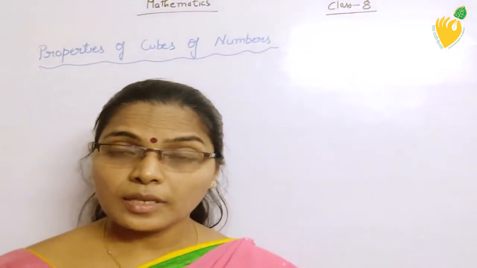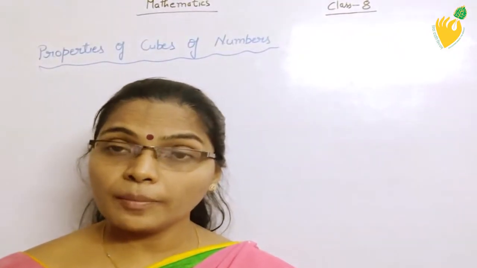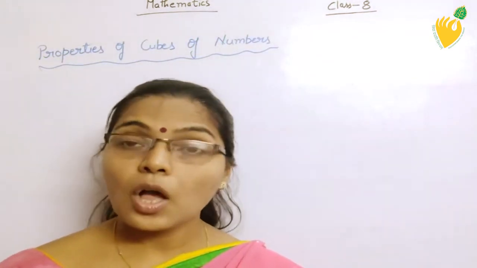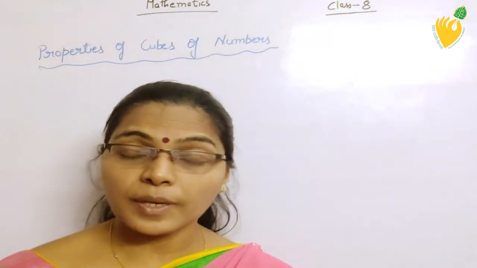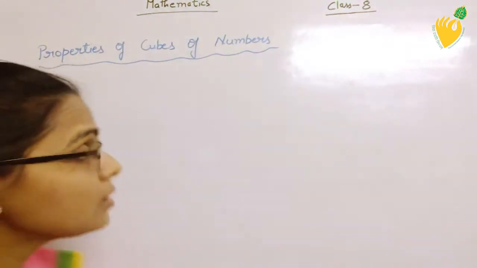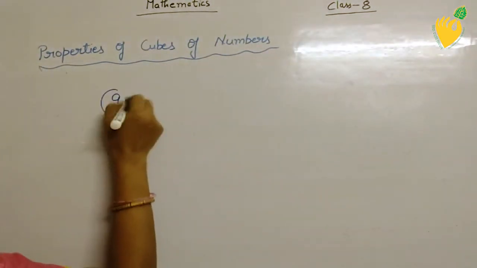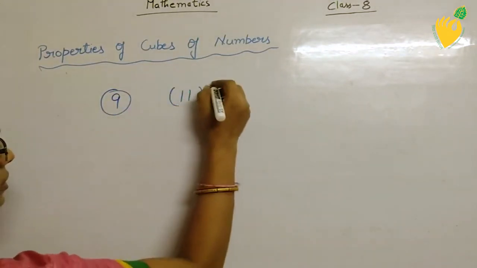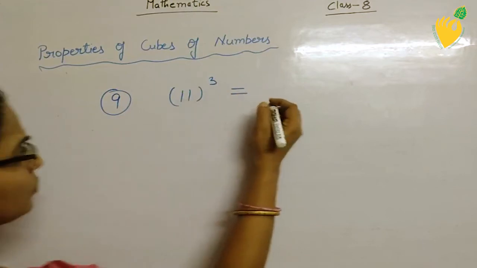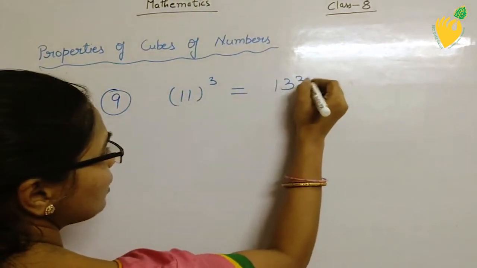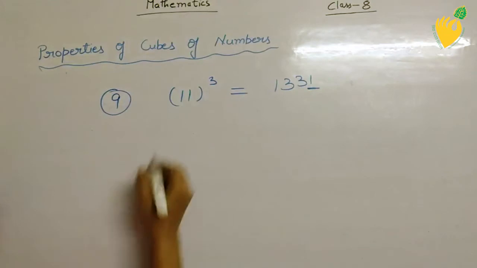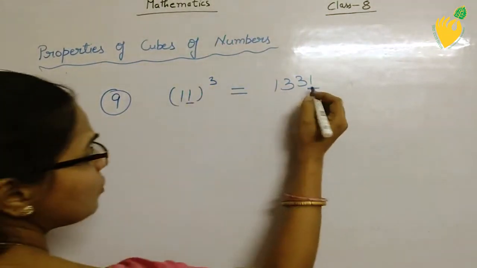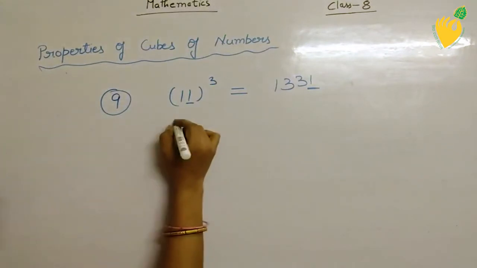Next property is, students, that the cube of numbers ending with the digits 1, 4, 5, 6, 9 also ends with the same digits respectively. See how, students. Suppose any number is 11, and the cube of this will also end with 1. The number 11 ends with 1 and the cube of this also ends with 1.